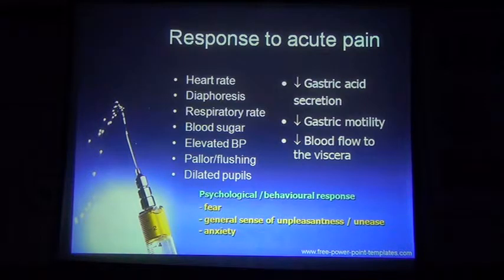Next. The response to acute pain is increased heart rate, diaphoresis, increased respiratory rate, increased blood sugar, elevated BP, flushing, dilated pupils and all of that. There is decreased acidity and decreased gastric motility. These are the responses to acute pain. The psychological or behavioral response to acute pain is fear, anxiety, and unpleasantness.